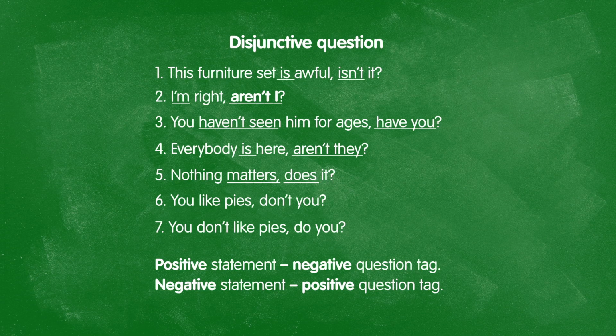So for example, if I make a positive statement, you like pie, the tag needs to be negative, don't you? Likewise, for a negative statement, you don't like pie, the tag should be positive. Do you? Also, pay attention to the fact that in the first person, I, we use are and aren't. For example, I'm right, aren't I? Just like in the previous examples, you use are and aren't with I in the tag question. Some other rules are that we use they if we're discussing nobody, somebody, and everybody. Everybody is here, aren't they?